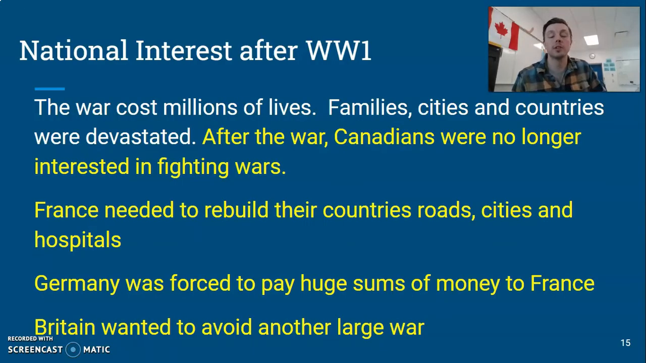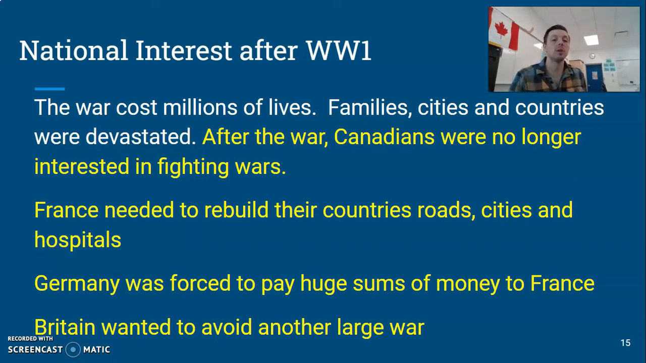World War I cost millions of lives. Millions and millions of people died. Families, cities, and countries were destroyed. So after the war, Canadians were no longer interested in fighting wars. Neither was France or Britain. They needed to rebuild their countries. Roads had been destroyed, cities and hospitals. Germany was forced to pay so much money that it had no money left after the war. And we'll get into that in the next chapter.